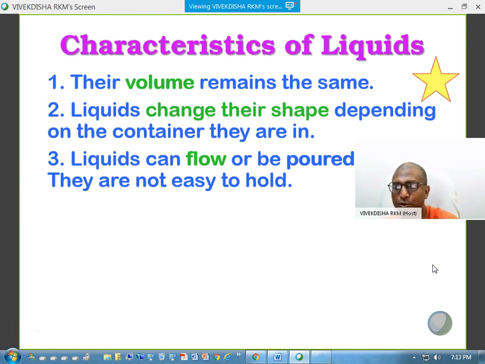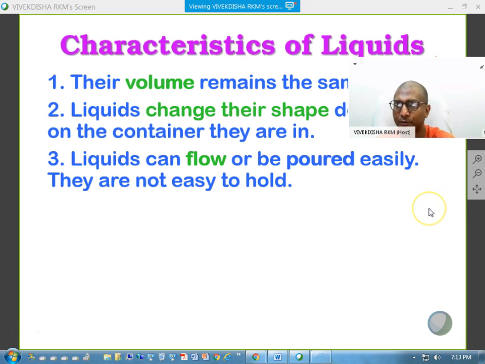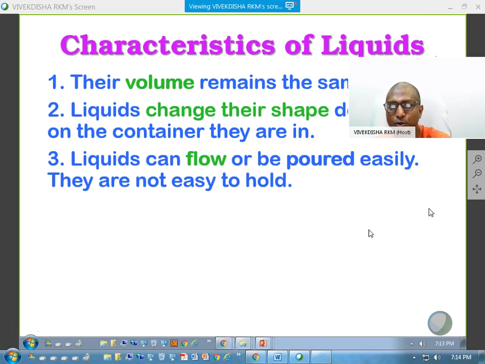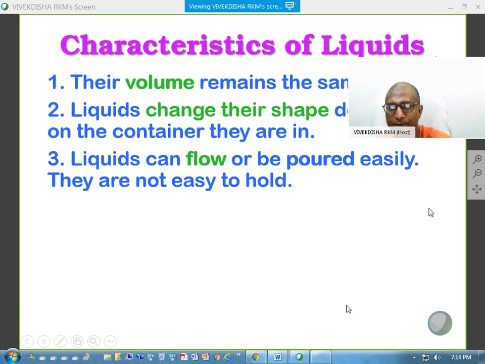Now we are coming back to here. Liquids can flow or be poured easily. We have checked this point. They are not easy to hold, so it will fall down from one container. If they can get a path, they will flow away from that container to another place. So liquid has a property to flow. Liquids can flow.